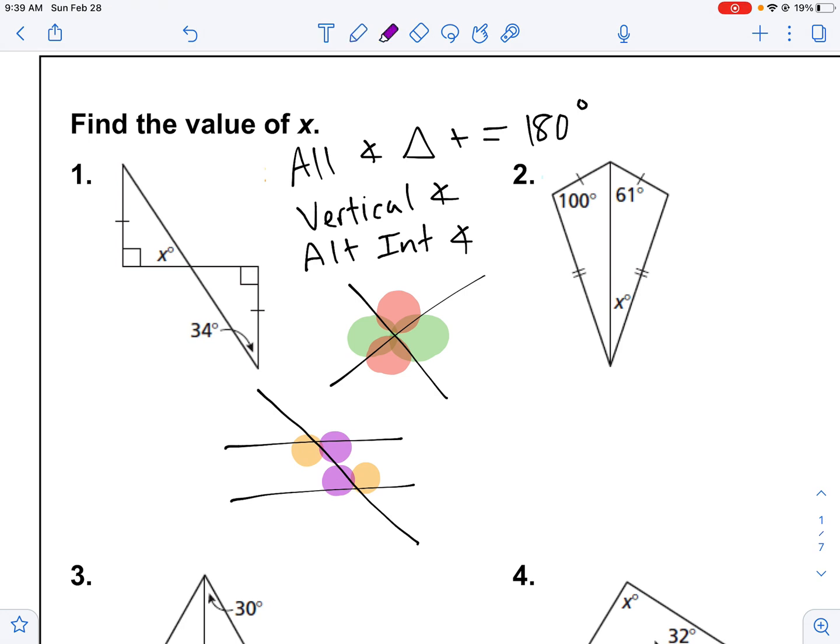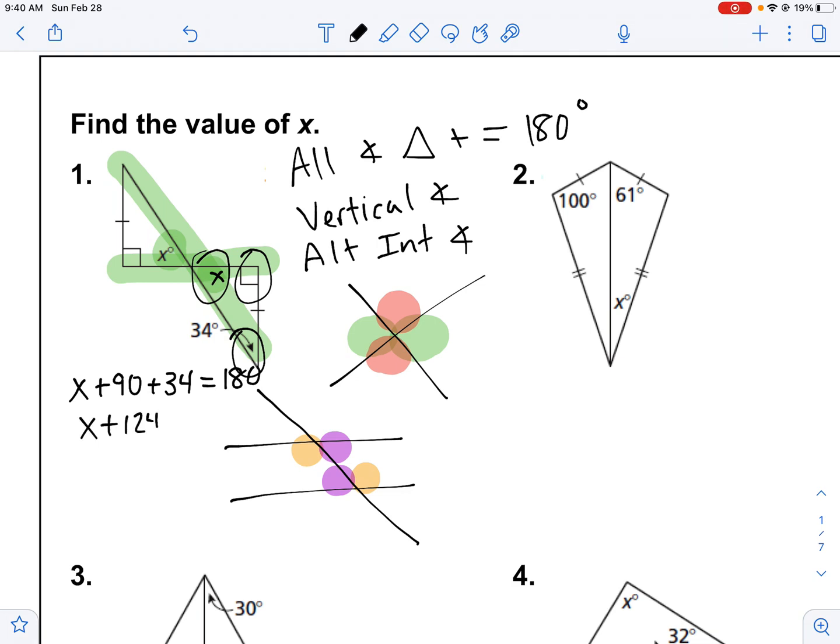So here we go. Let's solve some of these. This is everything you need to know for today. Well, I notice that here are two lines, so that would mean this and this are vertical angles. So those are both x. And now I know three of the angles, so I can go x plus 90 plus 34, and these should all add to equal 180. So we get x plus 124 equals 180. We minus 124, and we get that x is 56.